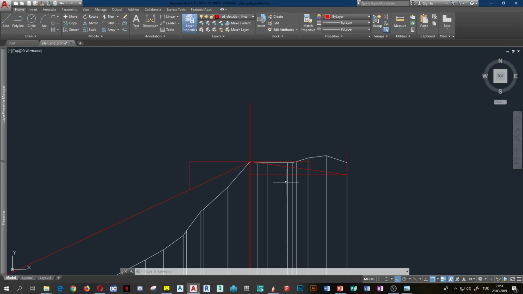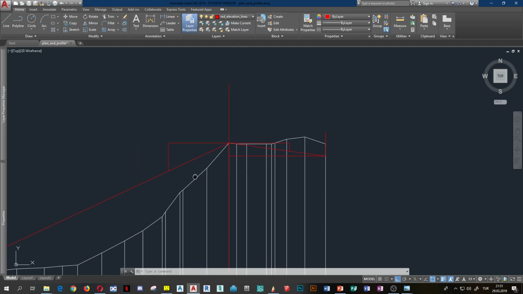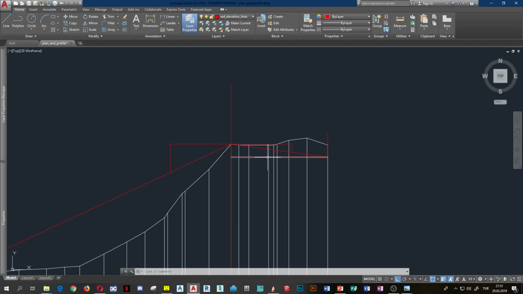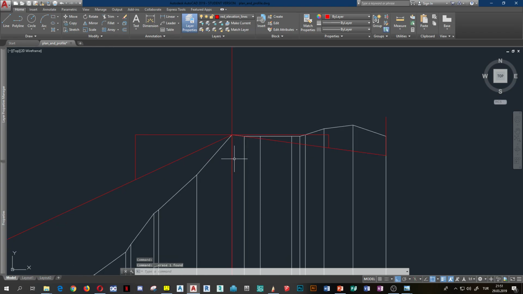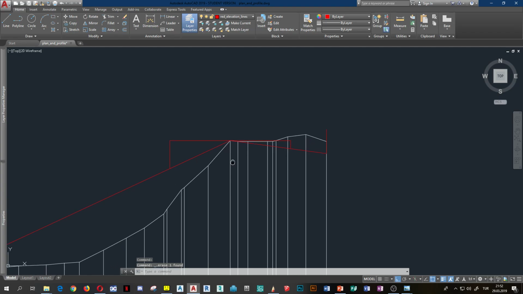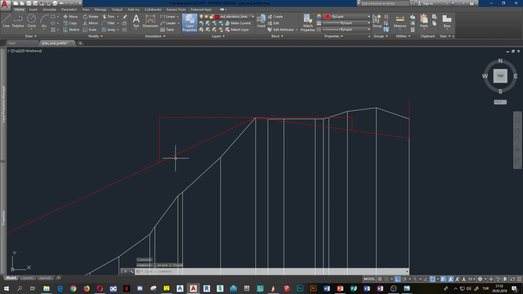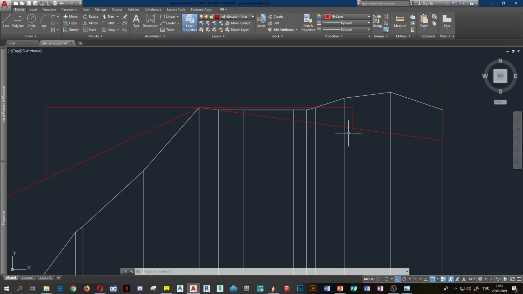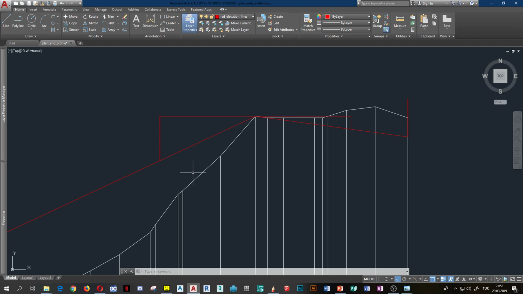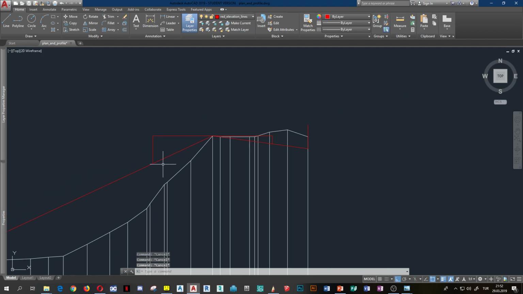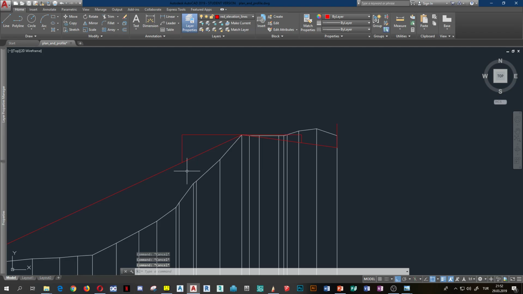Look at, delete all unnecessary lines. Yes, and our vertical curve starts from here and from here. Yes, determining VPT and VPC is completed.